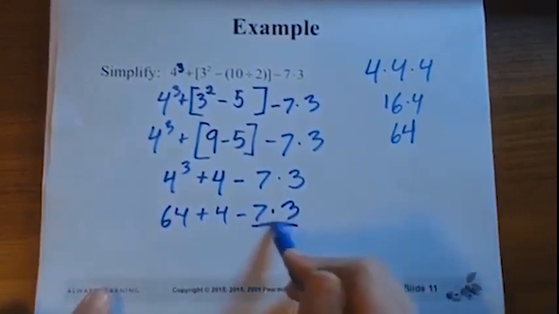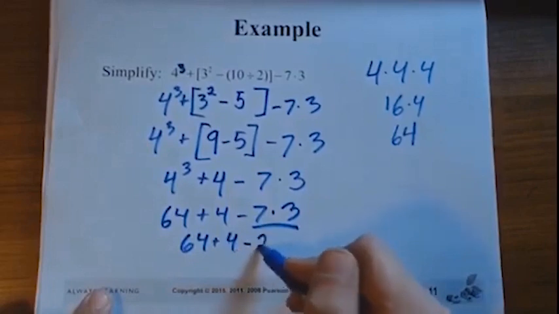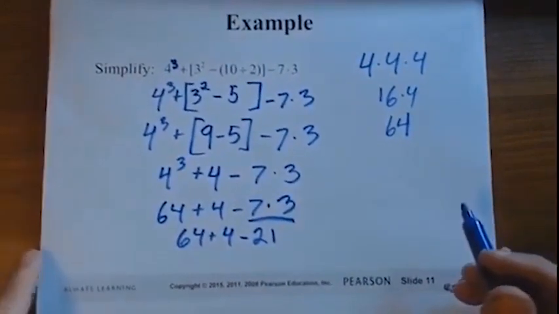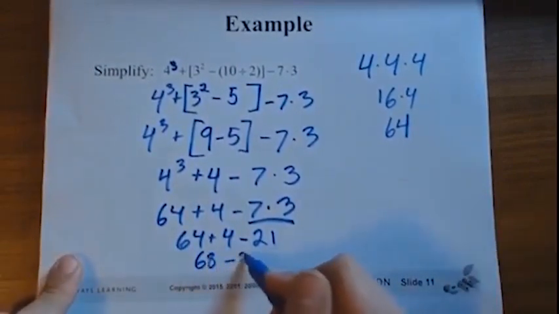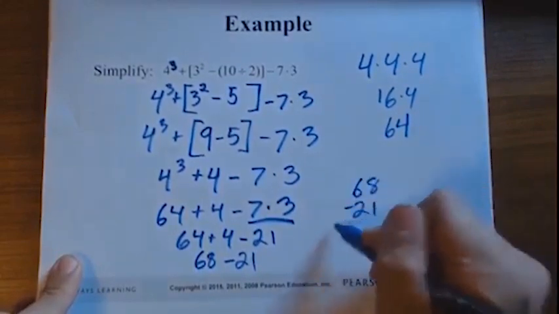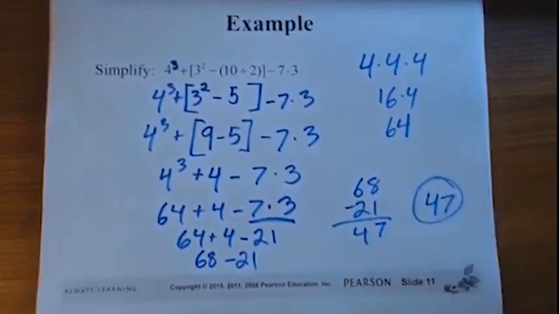We have to do the multiplication next. 64 plus 4 minus 21. Then addition and subtraction from left to right. 64 plus 4 is 68. Minus 21. Our answer is 47.